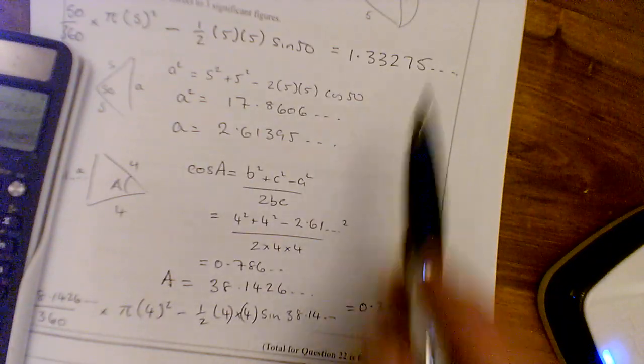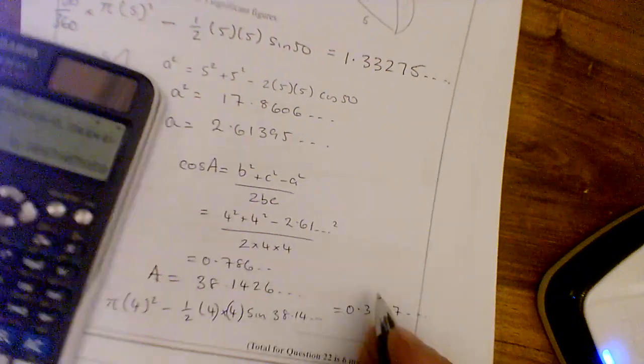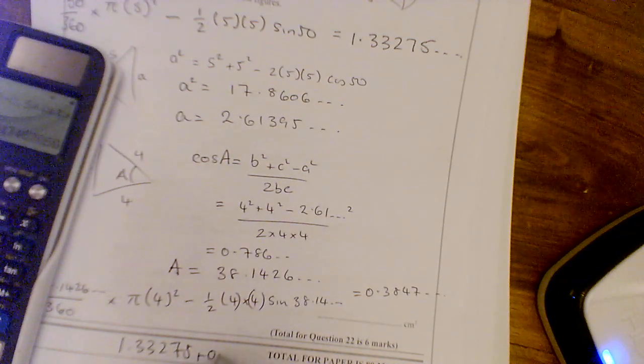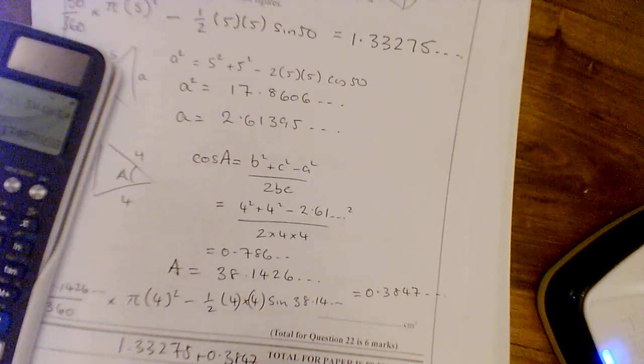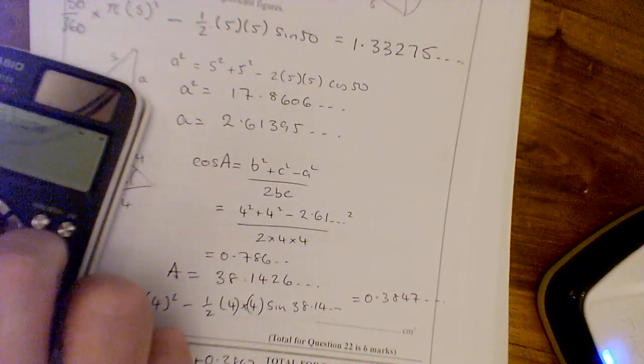If I just add them two together now, I'll have the final answer. So I'm going to take this one and add it to this one, so I've now got 1.33275 plus the 0.3847 thing, so just do plus 1.33278. Oh, that's not right, I haven't put the decimal point in.